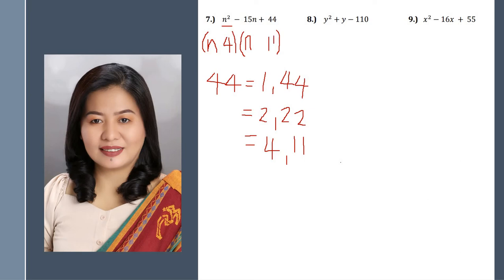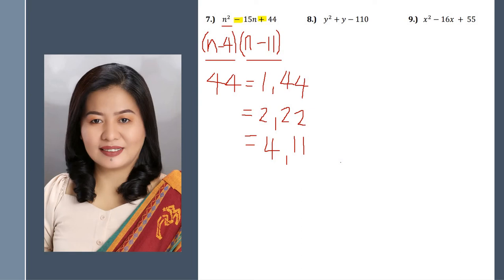Since the last term is positive, it means that the signs of 4 and 11 will be the same. But the middle term is negative, so it means that we will be using minus for both. So the factors of n squared minus 15n plus 44 are n minus 4 and n minus 11.